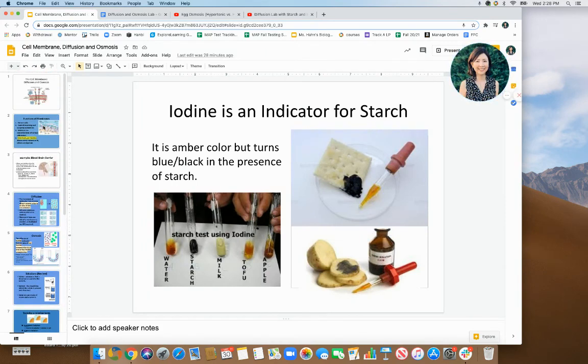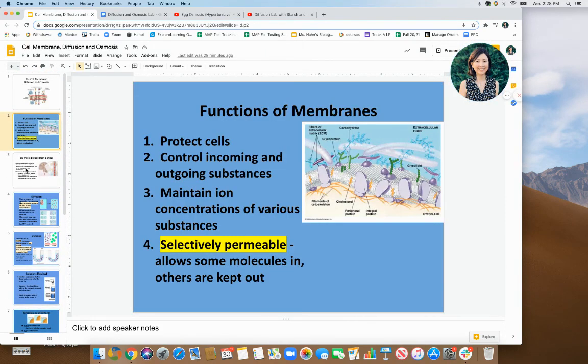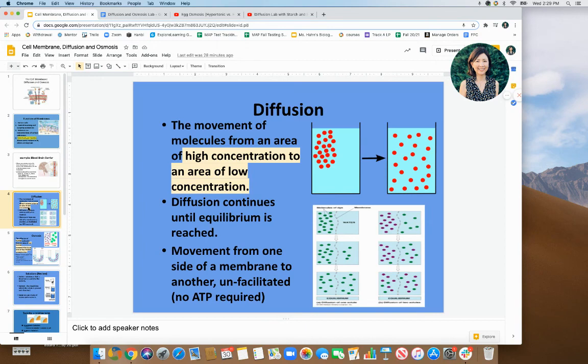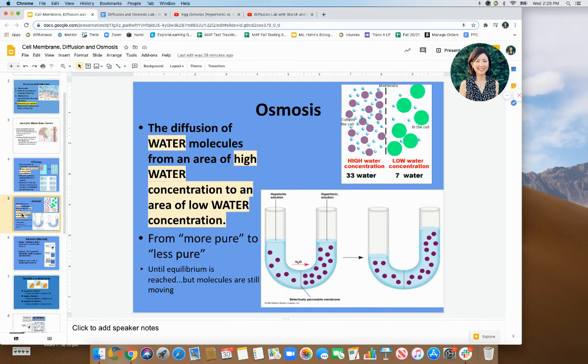And all the definitions are right here at the very beginning, okay? Diffusion, okay, here's diffusion, and here's osmosis.